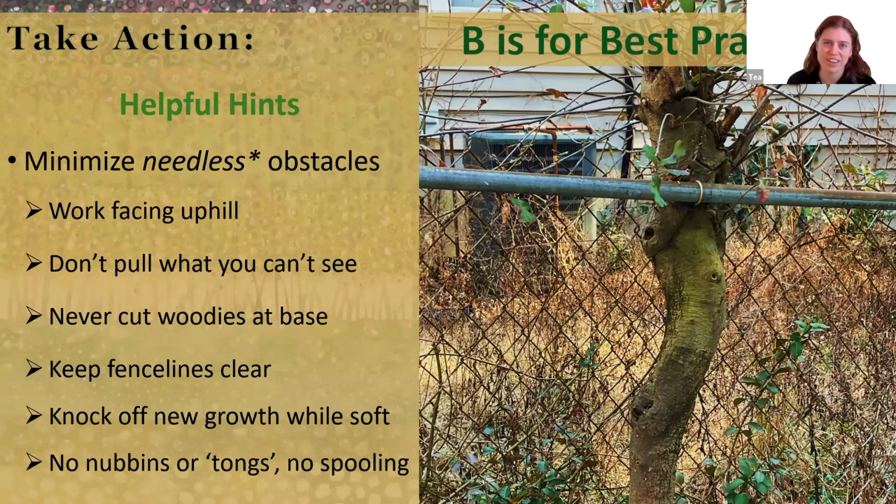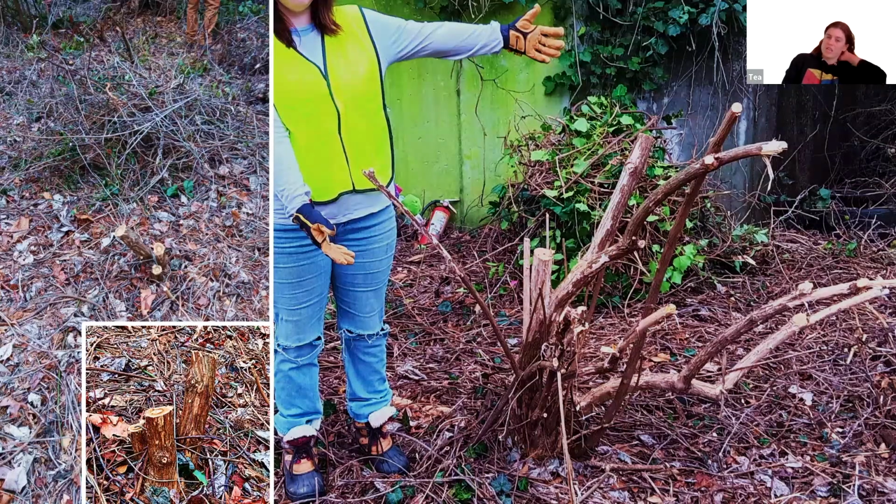Tongs are another thing to avoid, and spooling. We'll look at what those are. Here, what I really want you to see is that a common mistake is cutting these woody stems way too low, because what's going to happen is you're not going to remember where you cut your thing, and then you're going to trip over it. We've talked about it. So try and keep things hip height. Not only is it a hazard to you, but you don't have any more purchase when you cut things all the way down to the ground.